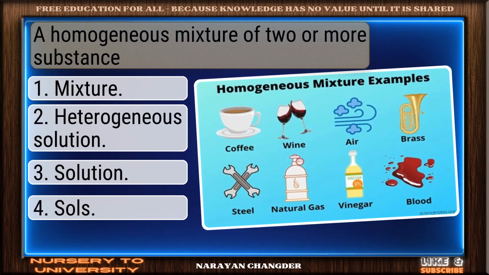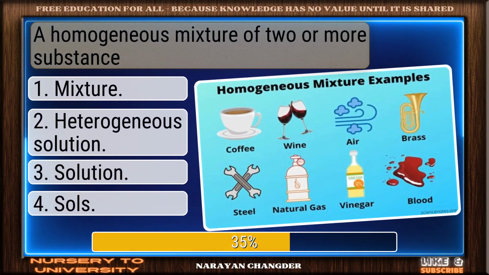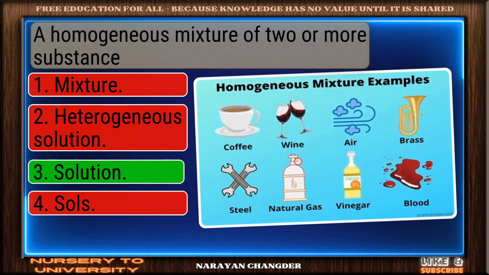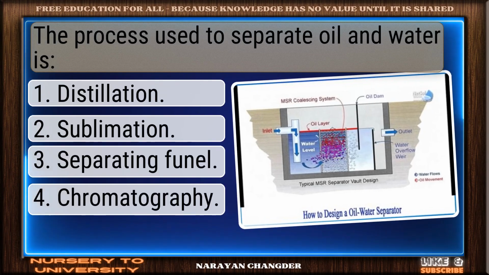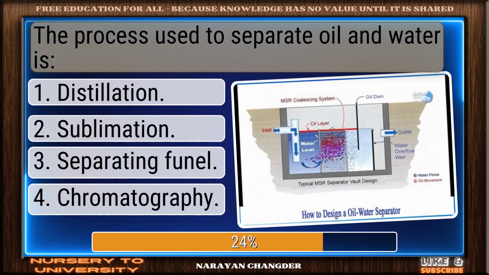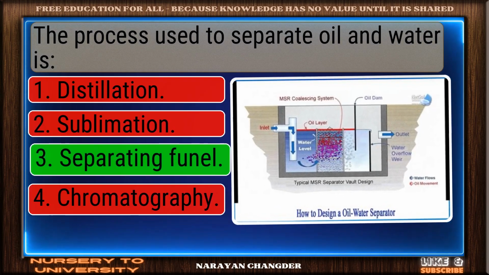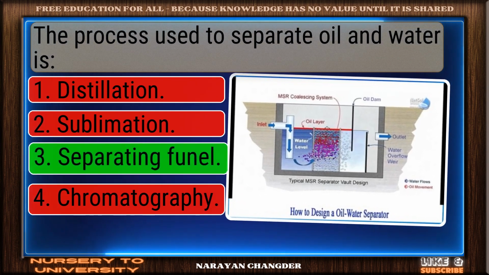Question number 198. A homogeneous mixture of two or more substances. Good thinking. Solution is the right answer. Question number 199. The process used to separate oil and water is. Solid response. Separating funnel is a valid choice.